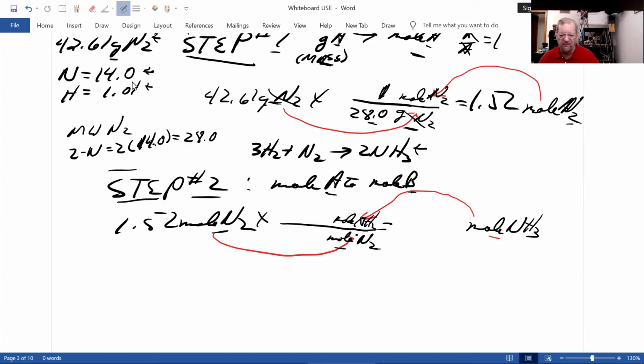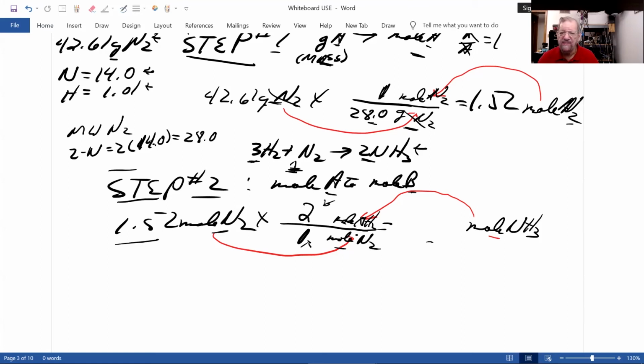Where do you get these numbers? You look at the balanced chemical equation, and that tells you the coefficients: 3 moles of hydrogen. When there's no number, it's the number 1. React with 1 mole of nitrogen to make 2 moles of ammonia. So for every 1 mole of nitrogen, we make 2 moles of ammonia. Remember, these are exact numbers. Therefore, I have 3 significant figures here. My answer should be 3.